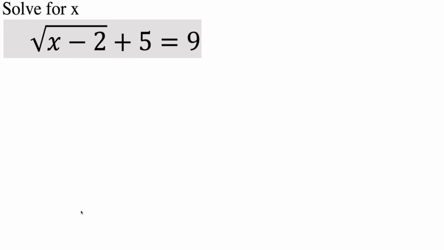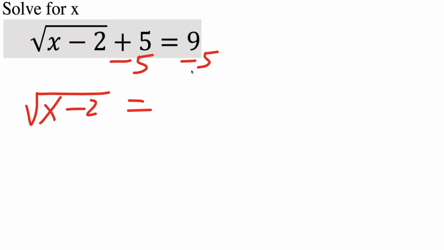So this is the first one. And my first step says isolate the radical. We want the square root by itself. So this is our square root piece. We want to get this piece by itself, but we have a plus 5. And the way to get rid of the plus 5 is by subtracting 5 on both sides. And now we can rewrite it as the square root of x minus 2 is equal to 9 minus 5 is 4. So step 1 is done.